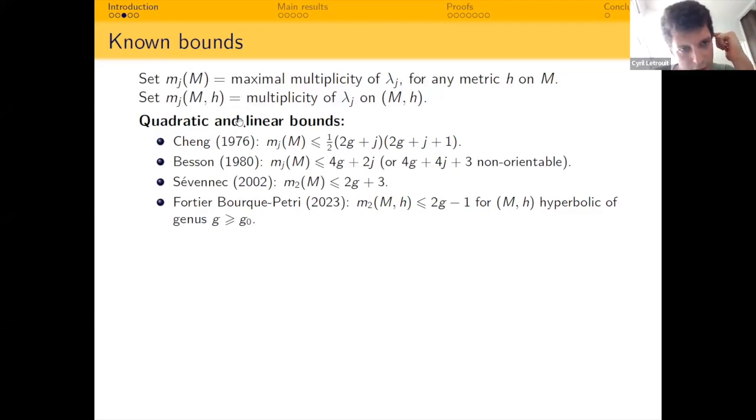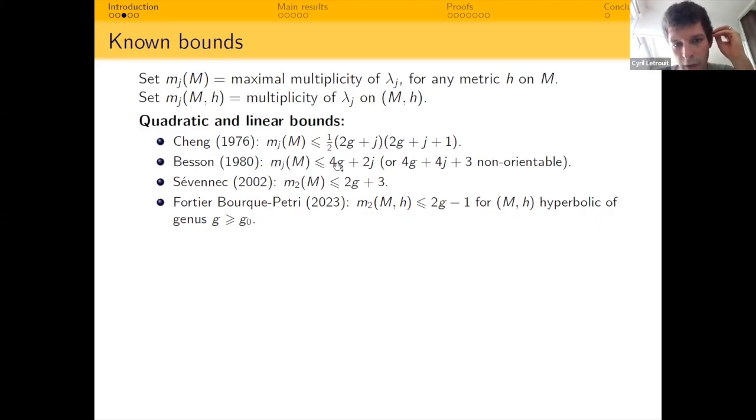So the very first result was obtained by Cheng in 1976. And it was that m_j of M has an upper bound like half of 2g plus j plus 1. What it means, it's quadratic in the genus, and in all the talk I will be thinking about high genus, especially g tending to plus infinity, and so it's quadratic in the genus and it's not sharp.